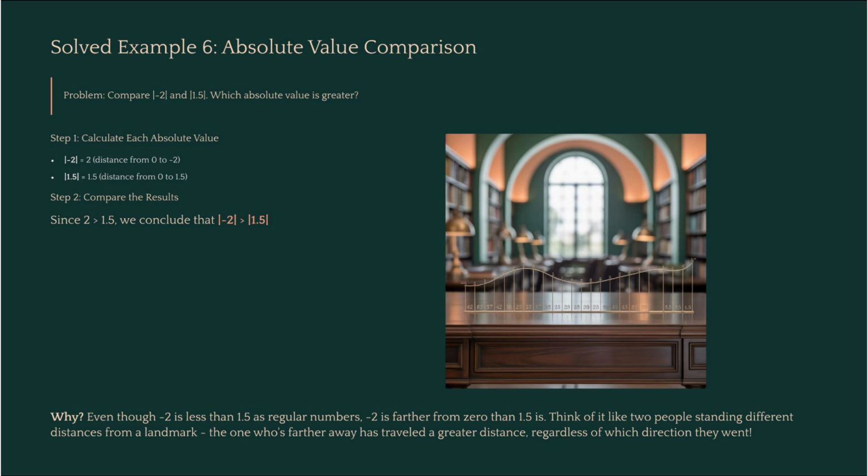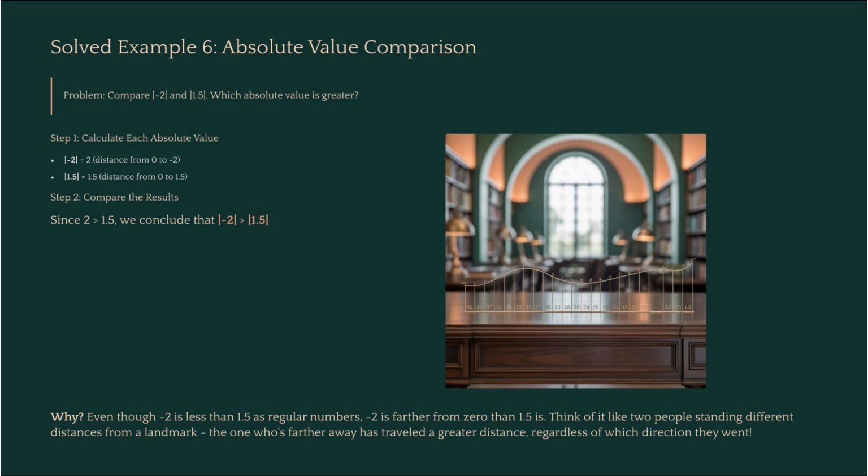In example 6, we compare the absolute values of -2 and 1.5. The absolute value of -2 is 2. The absolute value of 1.5 is 1.5. Now we compare 2 and 1.5. Since 2 is greater than 1.5, we conclude that the absolute value of -2 is greater than the absolute value of 1.5.